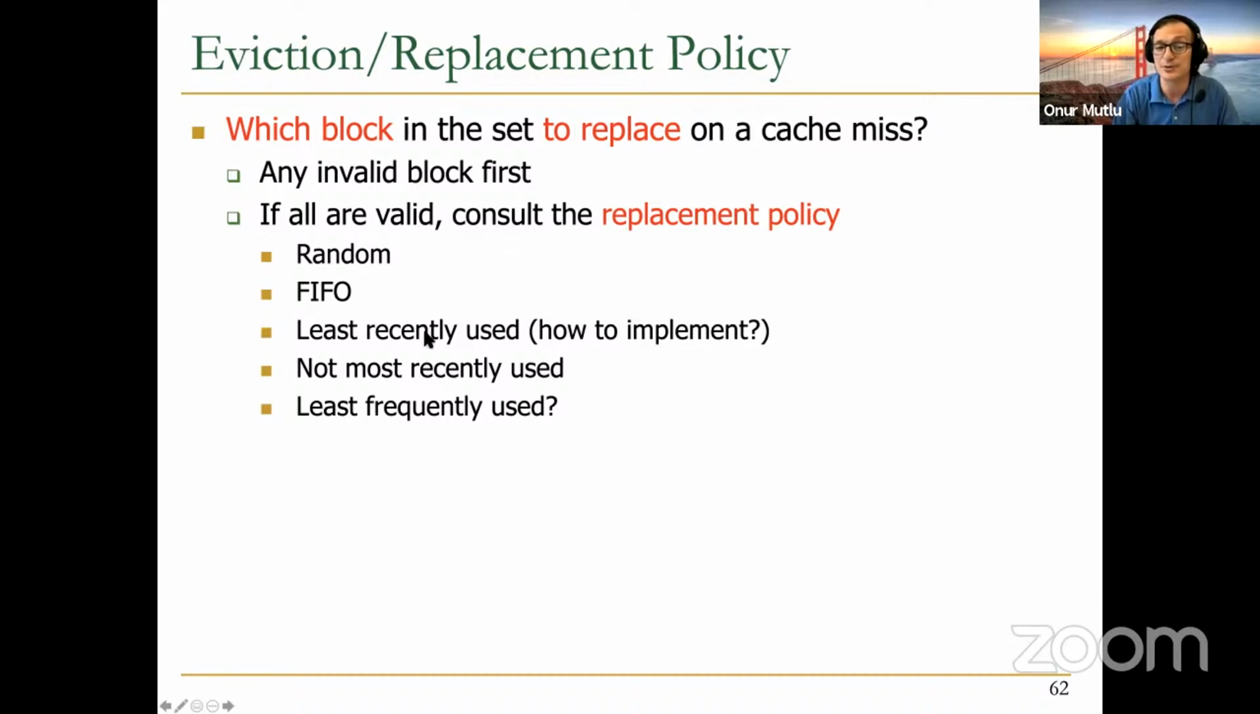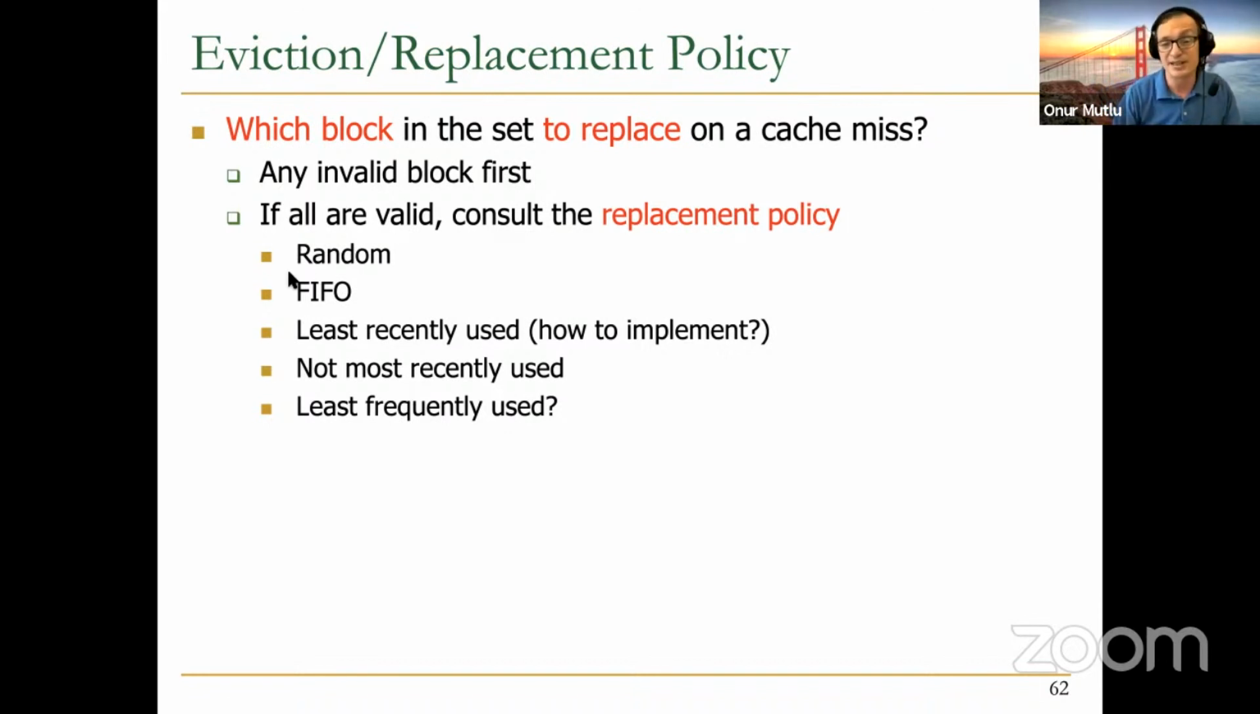It could be least recently used. It could be not most recently used. It could be least frequently used. And these require different information, actually, to keep. Random doesn't require any information to keep. You flip a coin. Well, maybe a random number generator, but it depends on how truly random you want to be in this particular case.